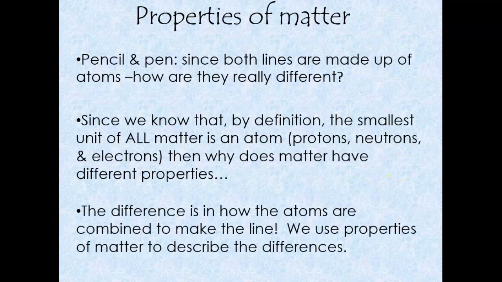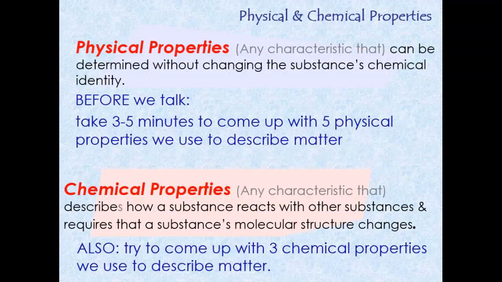The difference is how the atoms are combined to make the line or the object. And we use properties of matter to describe these differences. All right, so let's get into this. We know that physical properties are any characteristic that can be determined without changing the substance's chemical identity.